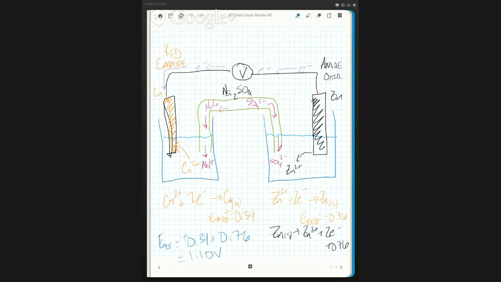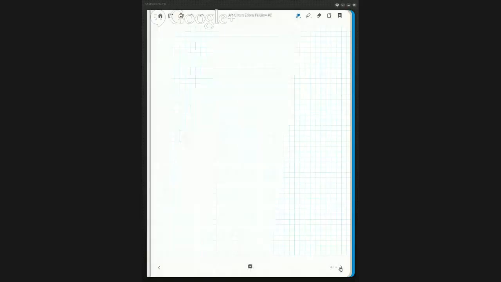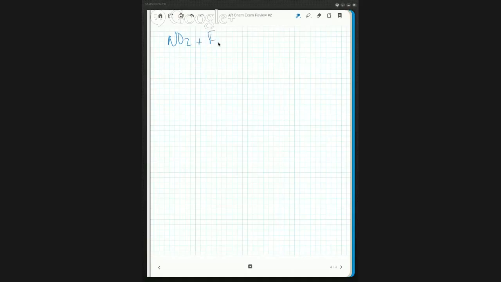Okay, so you have another question with mechanisms. Okay, let's see if I can figure this out. All right, so it looks like you've written NO2 plus F2 goes to NO2 plus F, and that's the fast step. And then you've written F plus NO2 yields NO2F, and this is the slow step.